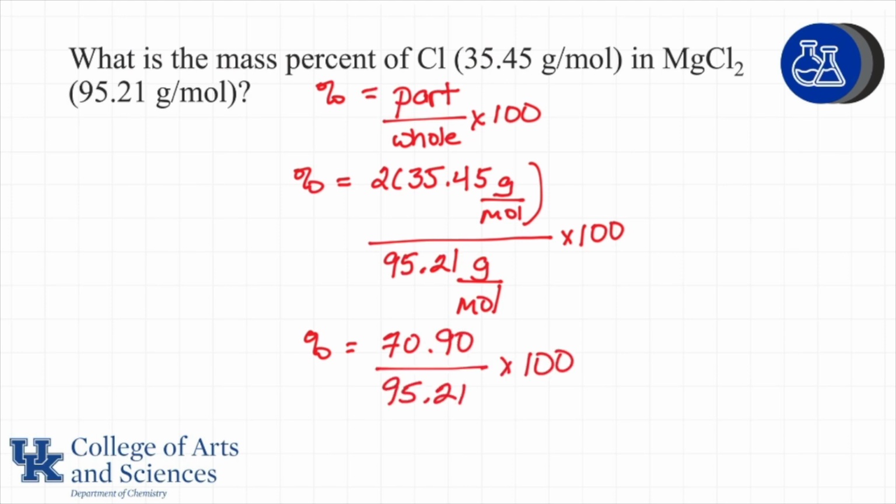Percent will equal 70.90 divided by 95.21 times 100, which results in 74.47% chlorine in MgCl2.